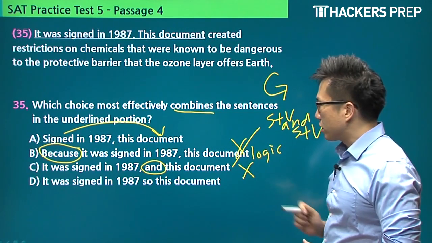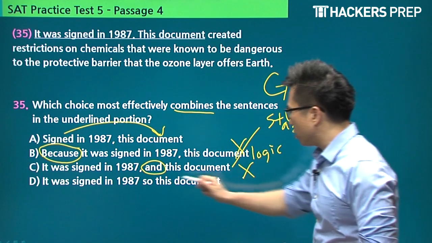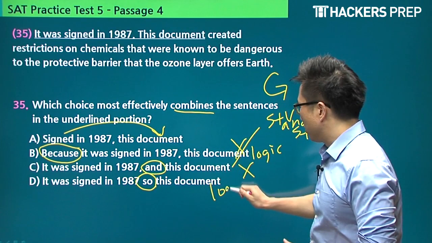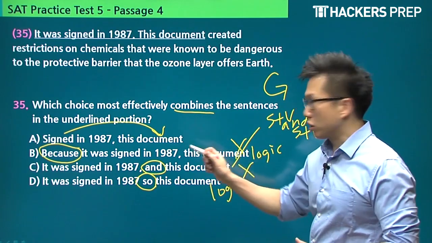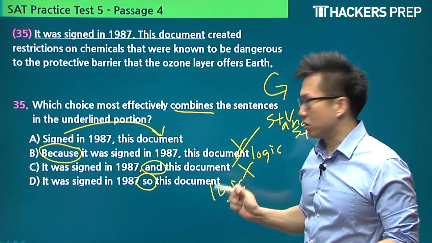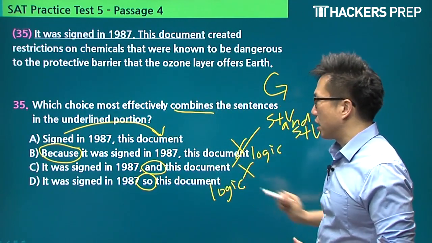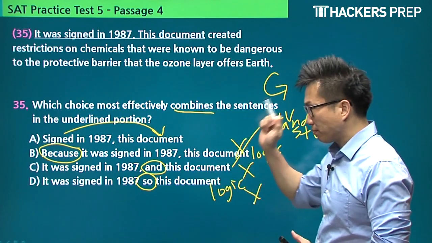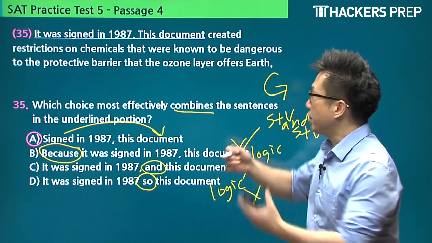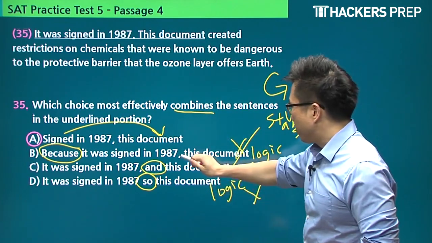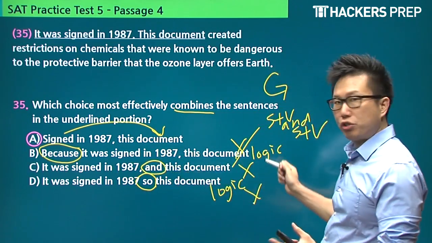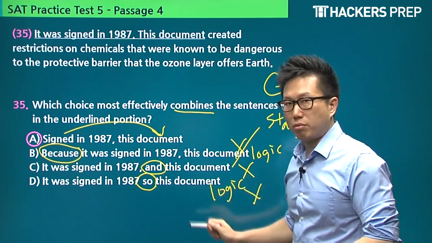Look at D. It was signed in 1987, so this document created restrictions. This is also a logic problem. There is no relation between these two. Just because it's signed, it doesn't automatically make it capable of creating restrictions. That makes no sense here. So you can cross this out as well. In this situation, A was the best answer, because it improved the sentence and made it very concise. B, as I mentioned before, has a logic problem and was unnecessarily wordy and inefficient. And D had a logic problem with so.